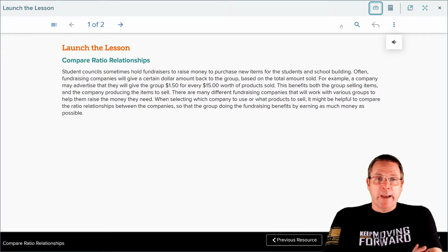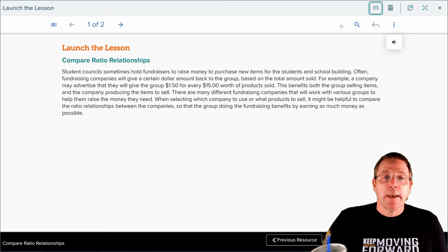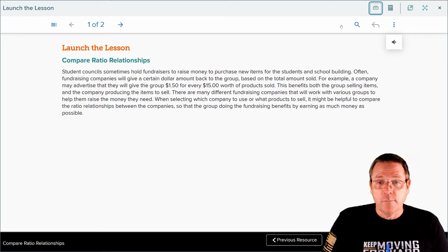Now, I know this might seem kind of strange to y'all because since COVID started, we haven't really been doing that kind of fundraising. But hopefully someday COVID will end and you may be asked once again to sell magazines or candy bars or something like that to help raise money for school.